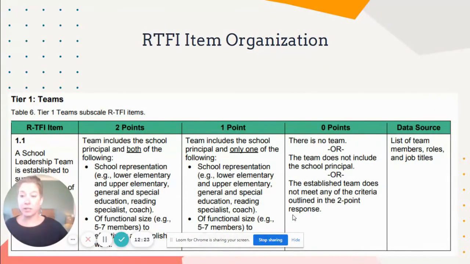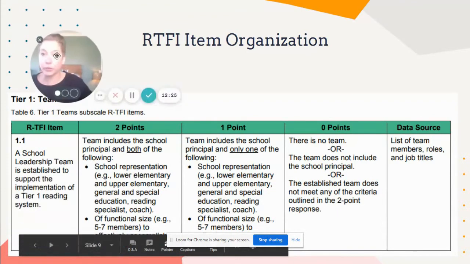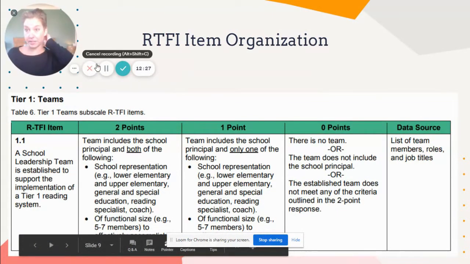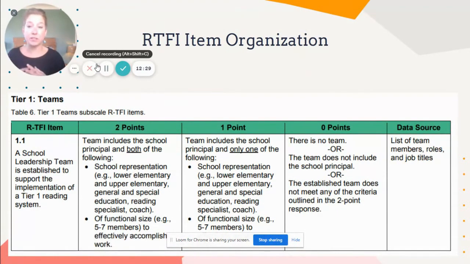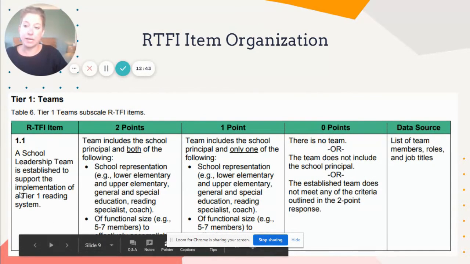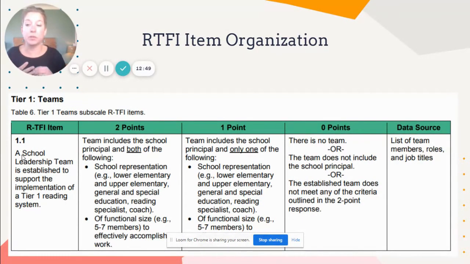Let's take a quick look at what the RTFI is going to look like. You should have access to it in the other document that you were provided by your leadership team that you will use during the RTFI facilitation. This is basically what it looks like. It's going to have these items. For example, 1.1: a school leadership team is established to support the implementation of a tier 1 reading system.